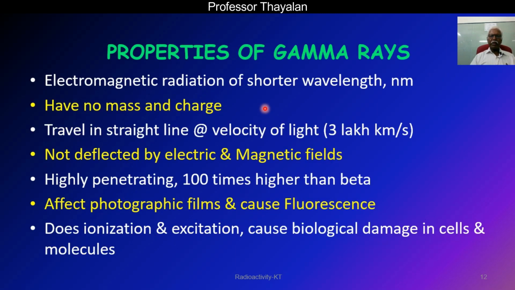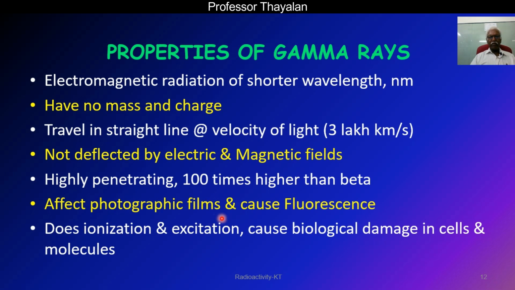Let us see some of the properties of gamma rays. Similar to X-rays, they belong to electromagnetic radiations of shorter wavelength, in nanometers. They have no mass and charge. They travel in a straight line at the velocity of light, about 3 lakh kilometers per second, and are not deflected by electric and magnetic fields since they have no charge. They are highly penetrating. Their penetration is 100 times higher than beta rays.